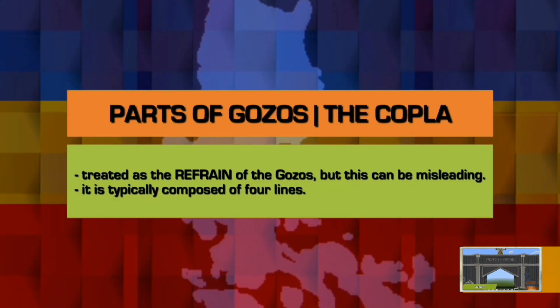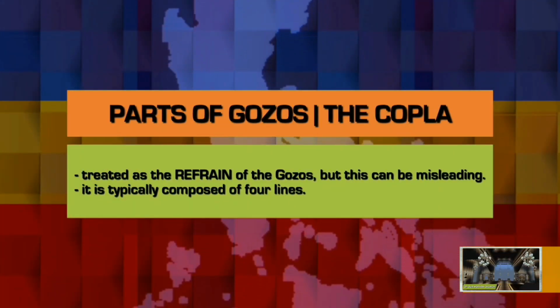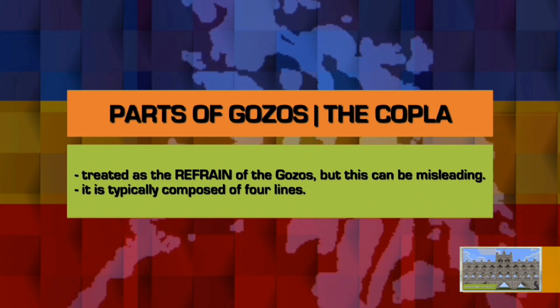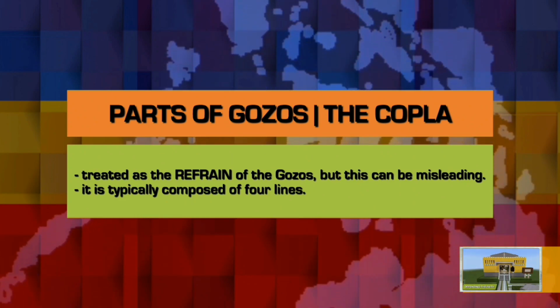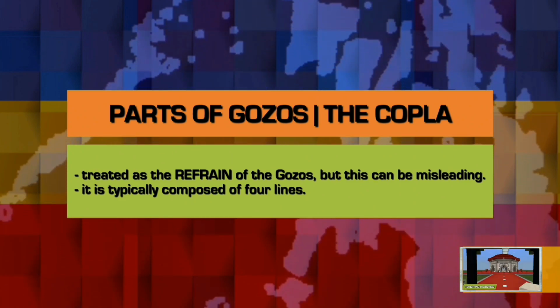The copla is treated as the refrain of the gozos, but this can be misleading. The copla is typically composed of 4 lines.